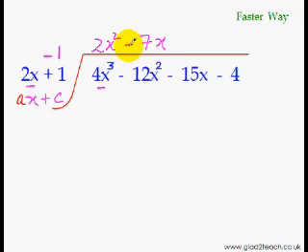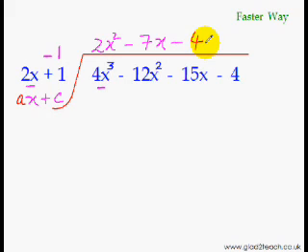Minus 1 times minus 7x will give us plus 7x. Plus 7x minus 15x will give us minus 8x. So before we put minus 8, we divide by this 2. Minus 8 divided by 2 is minus 4. That's it. Question solved. This is our quotient.